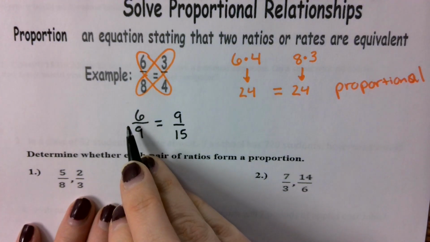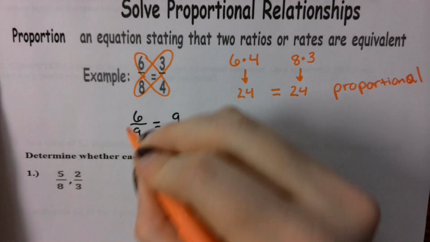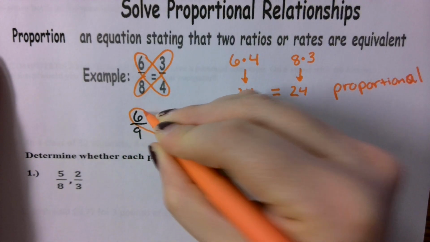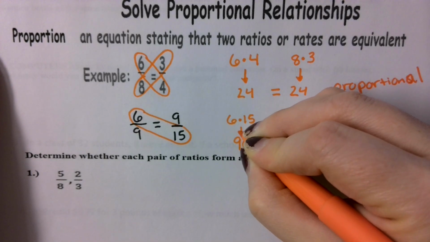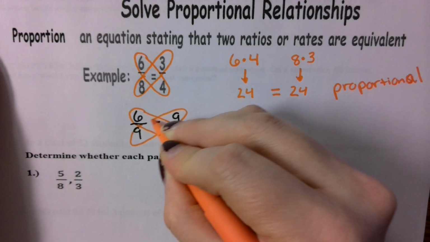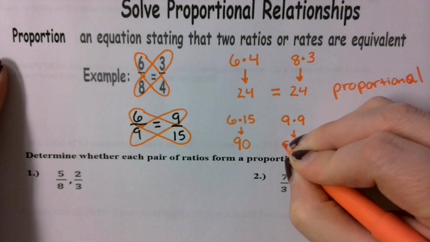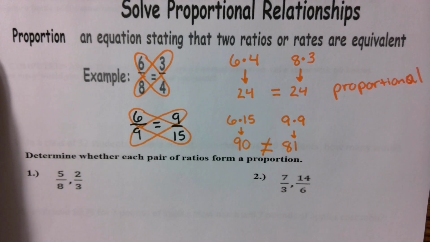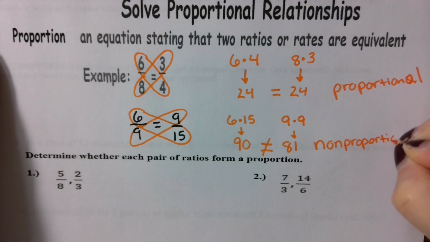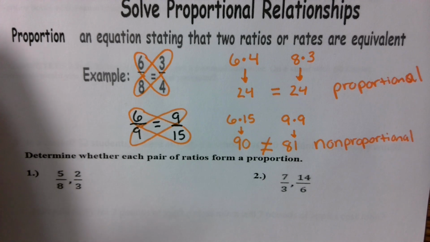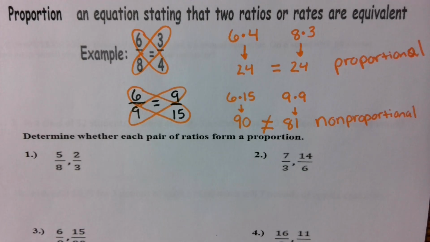So for example, 6 over 9 and 9 over 15, when we multiply their diagonals, so if we multiply 6 and 15, 6 times 15 is going to come out to 90, but when we multiply 9 times 9, that's going to come out to 81. Okay, 90 is not equal to 81, so that makes this a non-proportional relationship. Proportional, they would have to be equal. Non-proportional, they are not equal. Does everybody understand that? Okay, so we'll do one more together.